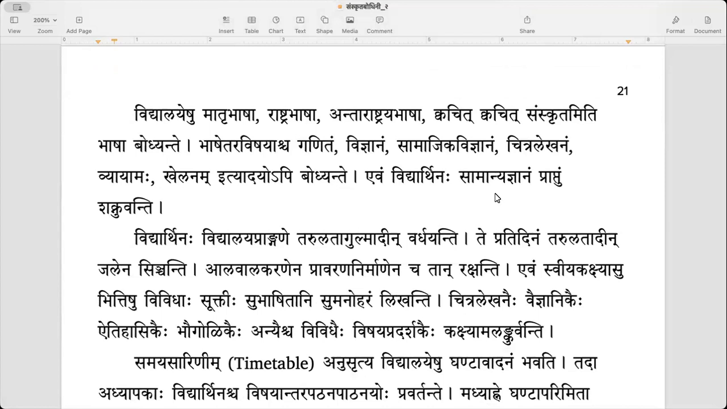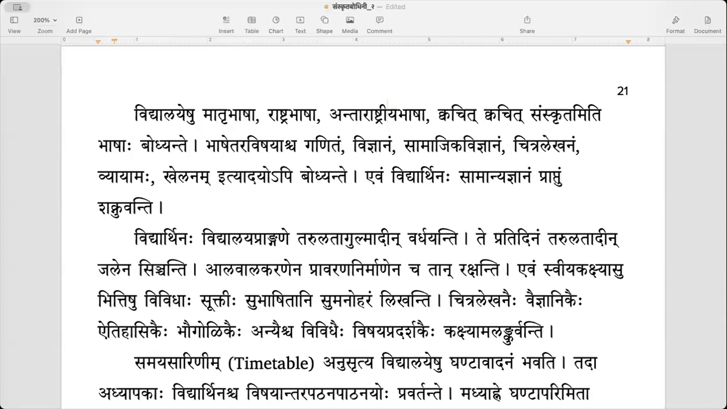Vidyalayeshu matrubhasha, rashtrabhasha, antarashtriya bhasha, kvachit kvachit samskritam iti bhasha bodhayante. So in the colleges, matrubhasha is mother language, rashtrabhasha is the national language, and antarashtriya is international languages. And a little of Sanskritam also is taught. Bhashaha Sanskritam iti bhashaha bodhyante. Bodhayante, bodhyante, are being taught.